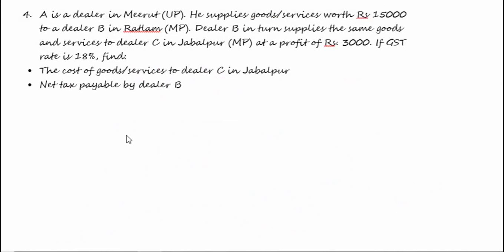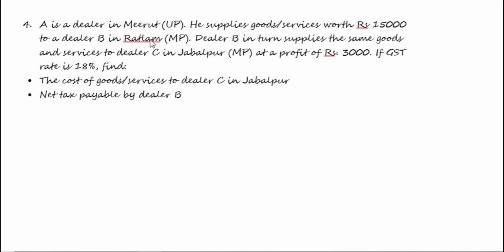Problem number 4. A is a dealer in Meerut, UP. He supplies goods and services worth rupees 15,000 to a dealer B in Ratlam, MP. Dealer B in turn supplies the same goods and services to dealer C in Jabalpur, MP at a profit of rupees 3,000. If the GST rate is 18%, find the cost of goods and services to dealer C in Jabalpur and the net tax payable by dealer B. First, what is given is dealer A. A is from Meerut, that is UP.